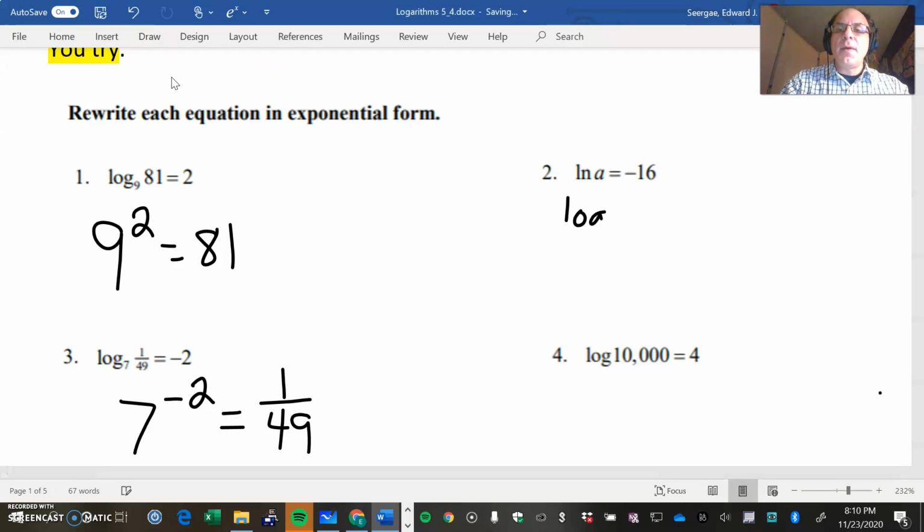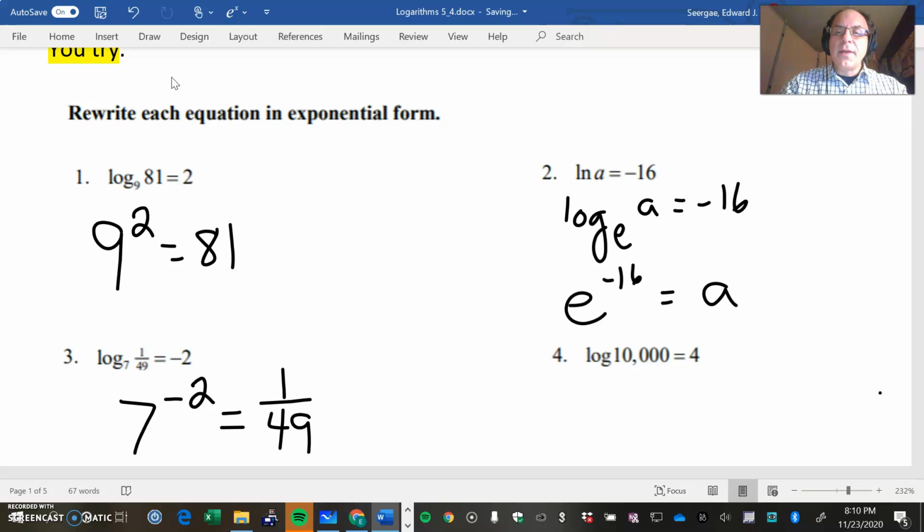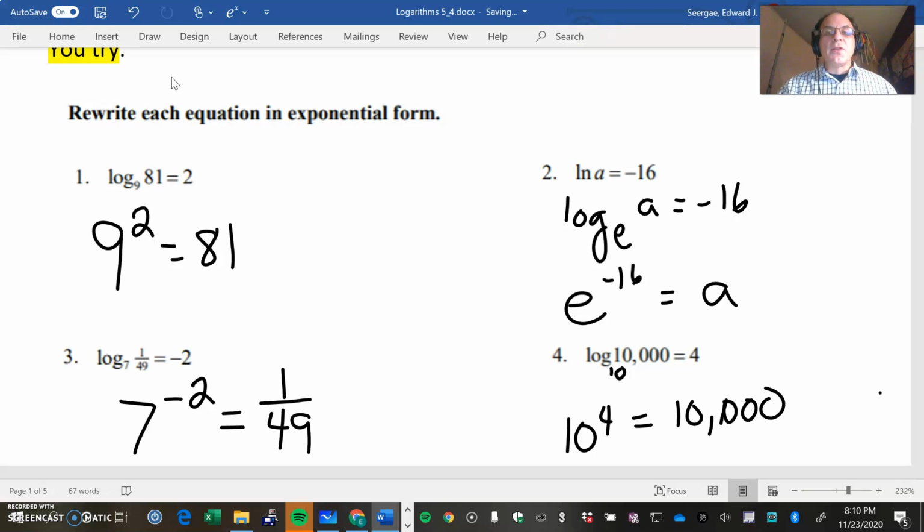So log base e of A is equal to negative 16. That means e to the negative 16th power is equal to A. Okay, the one down here, the logarithm by itself without a base, remember I can put a little 10 in there to make it base 10. That means 10 to the fourth power is equal to 10,000. That's how we can rewrite logarithms as an exponential function.